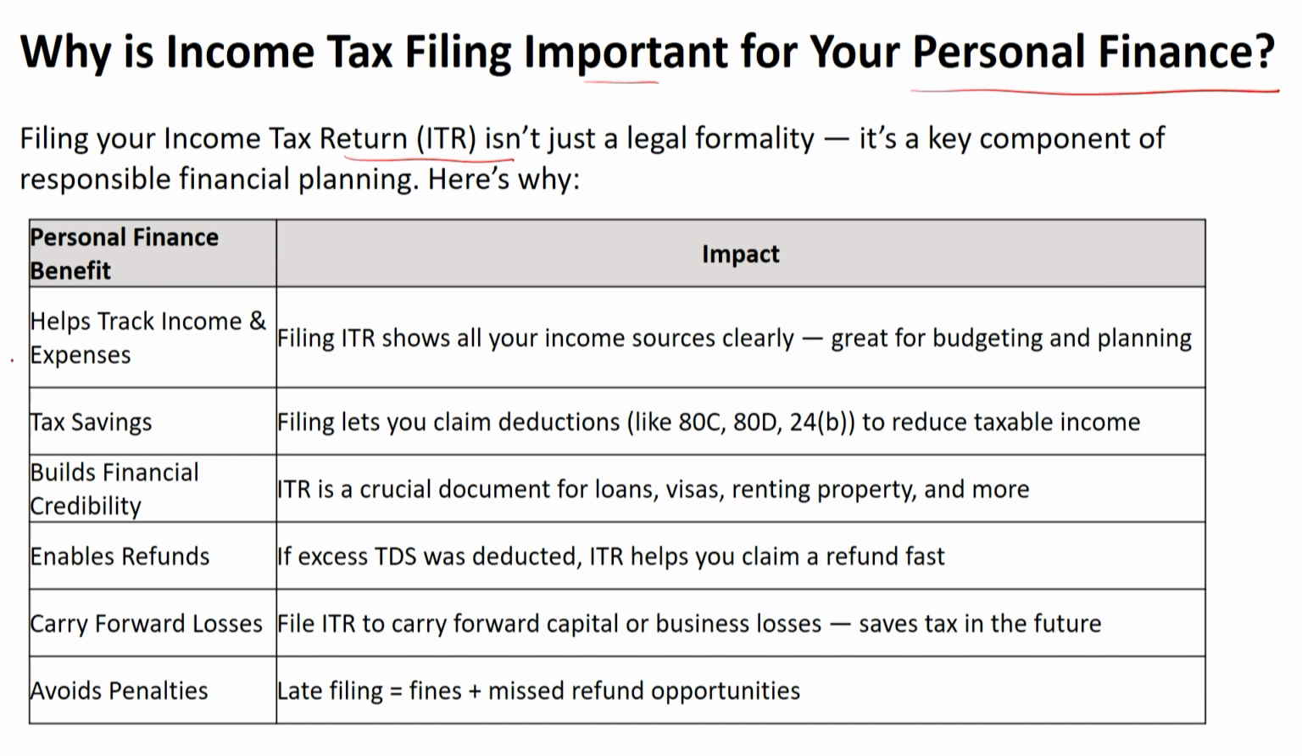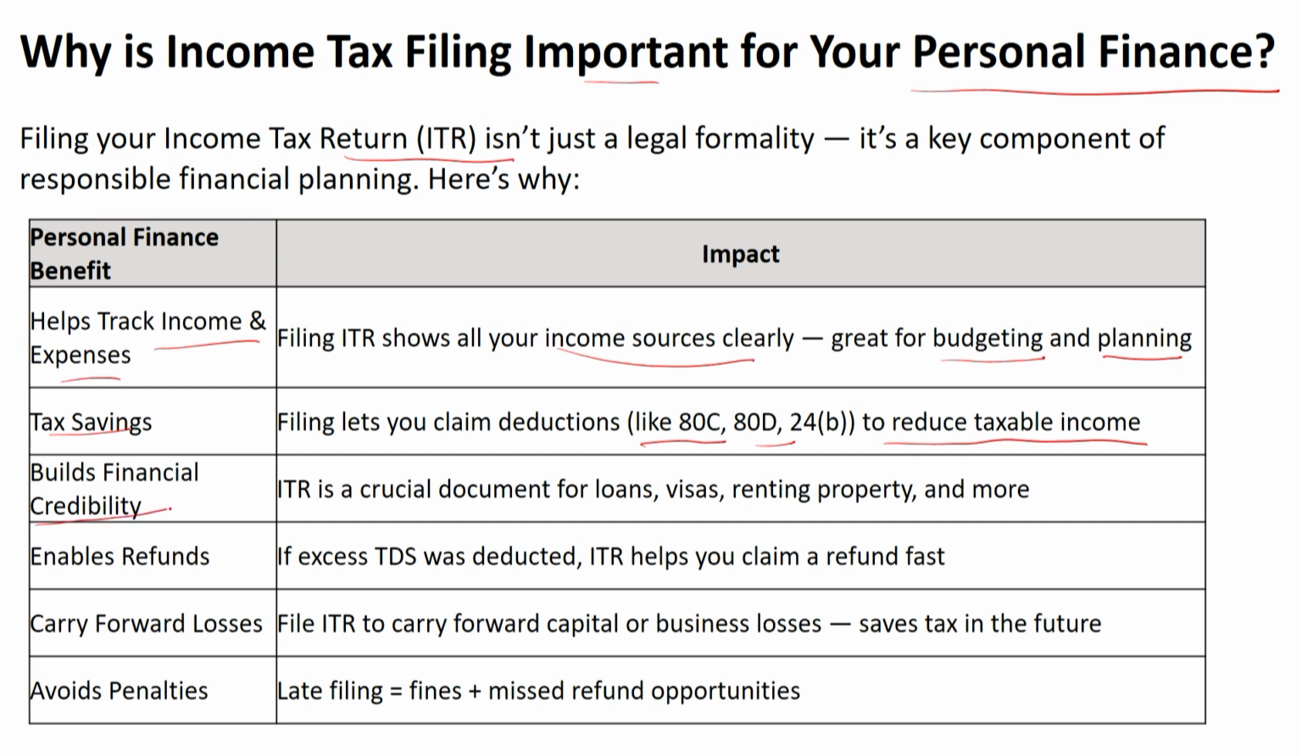The first benefit of ITR filing for personal finances is that it helps to track the income and expenditure of the assessee. All the income sources are clearly mentioned, and with a clear estimate of income and expenditure, you can prepare your budget and plan your finances very well. It helps in tax saving. By claiming various deductions such as 80C, 80D or 24B for a house loan, you can reduce your taxable income and increase your savings.